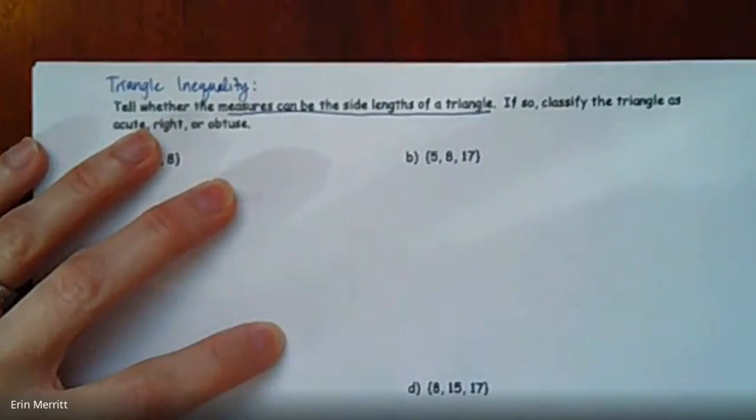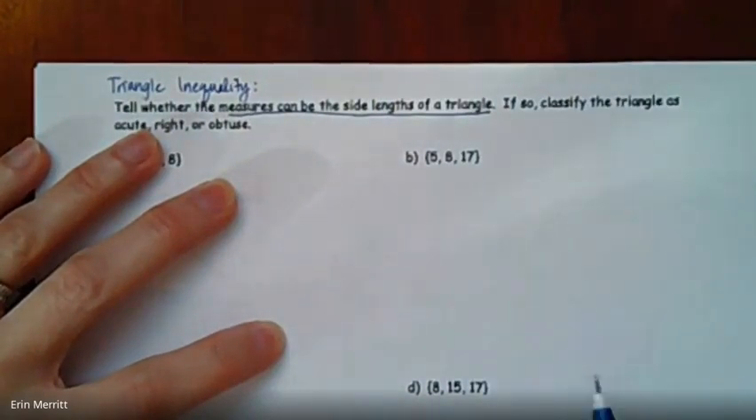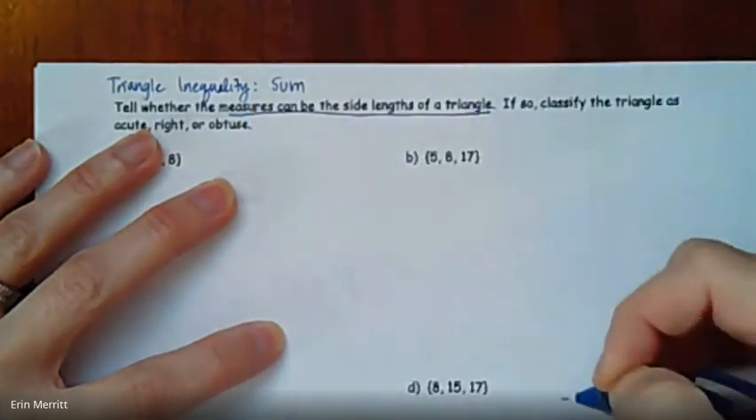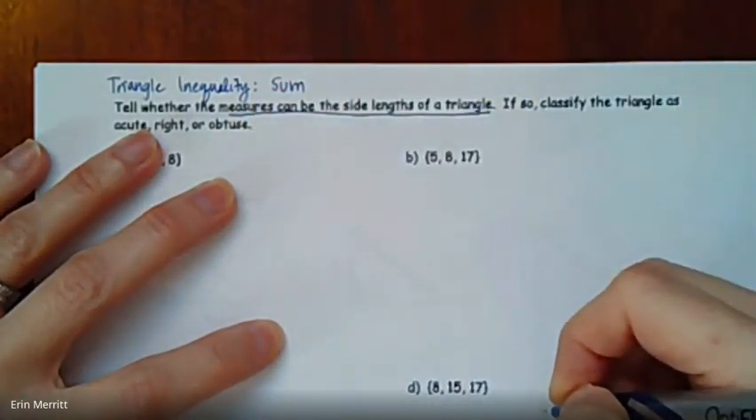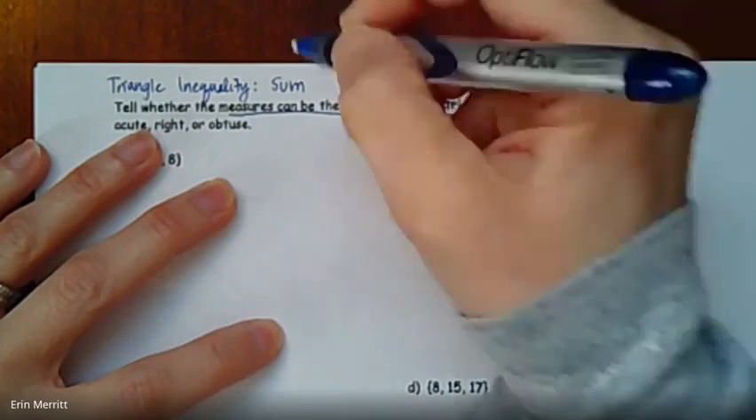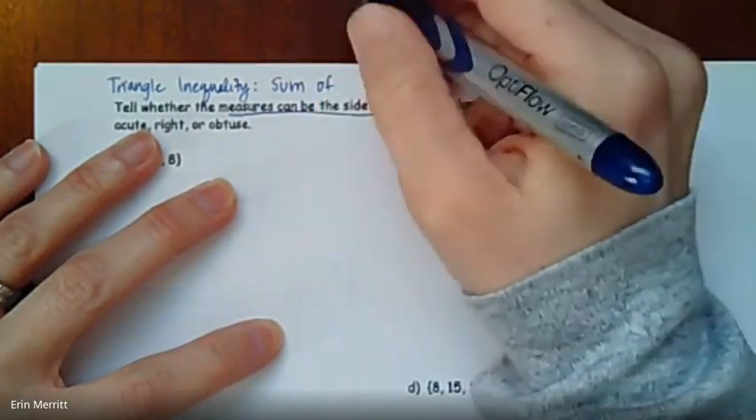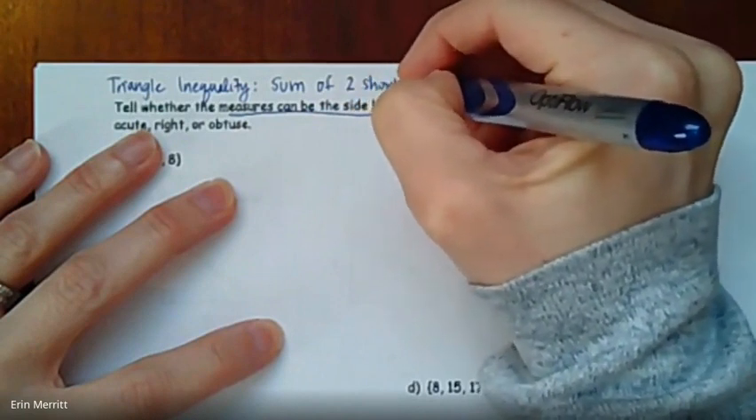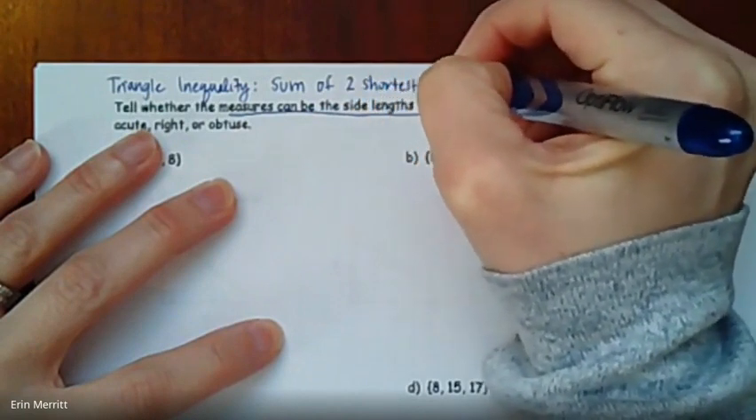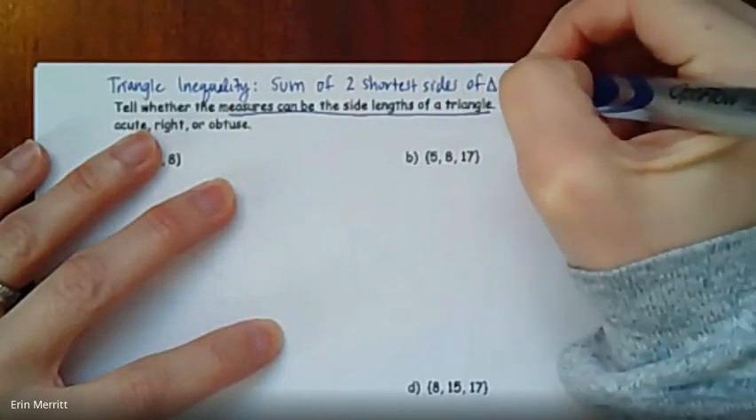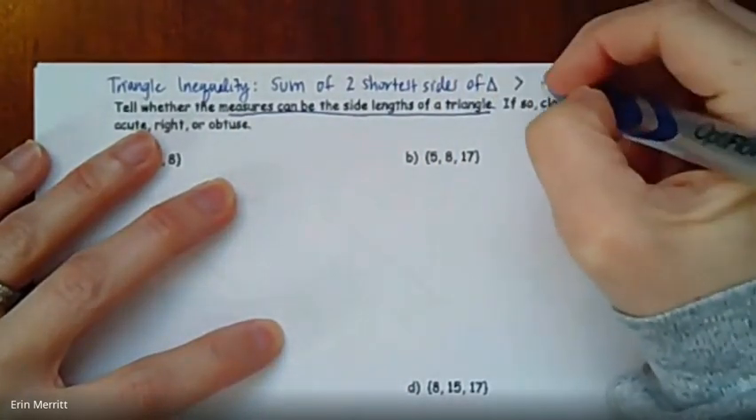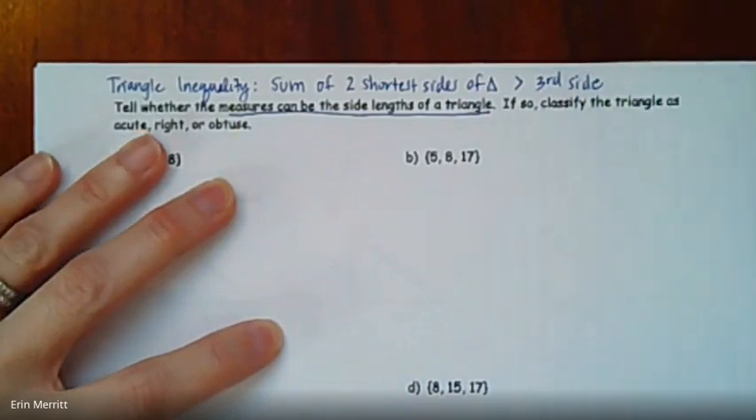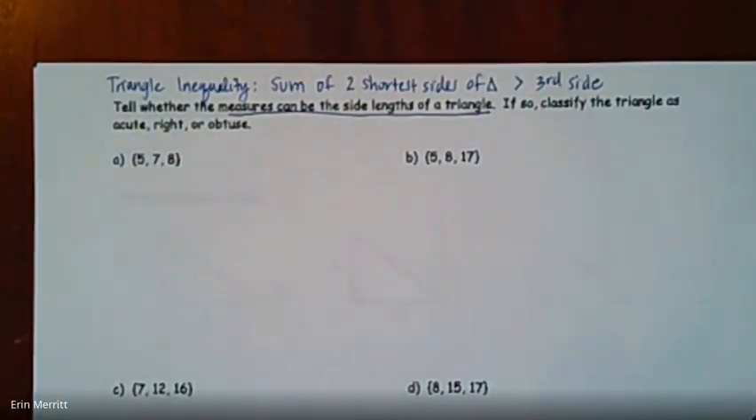In case you don't remember that, as a refresher, the triangle inequality says that the sum of any two sides of a triangle has to be greater than the third side. The fast way to check is that the sum of the two shortest sides of the triangle has to be greater than the length of the third side. So that's typically the easiest way to check it.